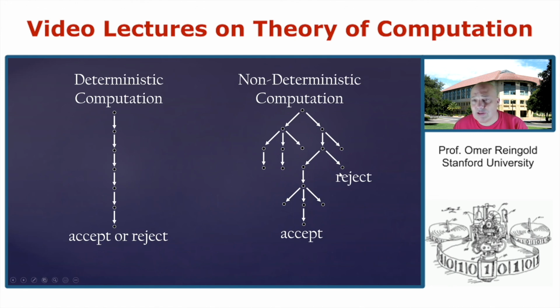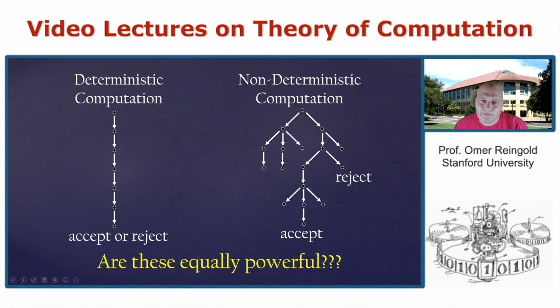So this looks much richer. And the question is, are these two computations the same or different? So are these computations equally powerful? And when you just look at this picture, it looks like non-deterministic computations are much more powerful. But as many of you know, in fact, these two models of computation can compute the same thing.